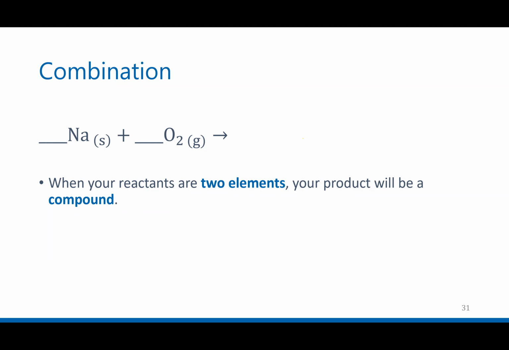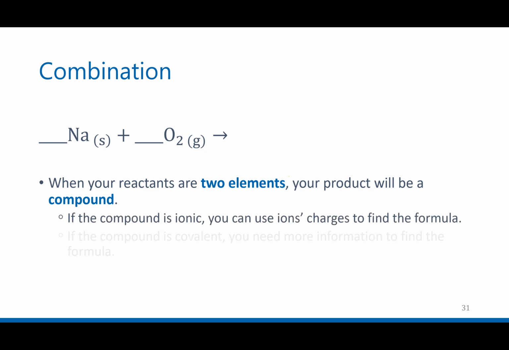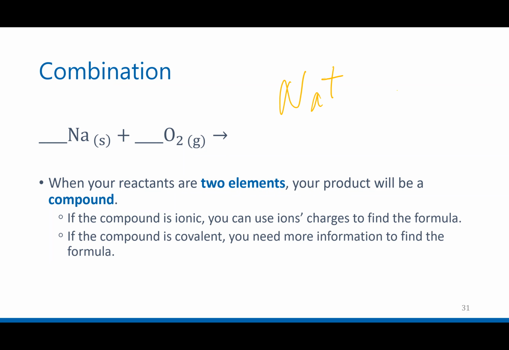If I asked you to write the compound between sodium ion and oxygen ion, sorry about my oxygen there, right? You guys would know how to do this. We would do the crisscross method that we learned in chapter 3. I would know that my formula is Na2O.